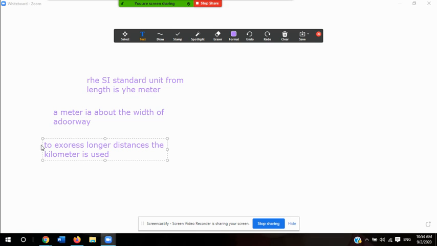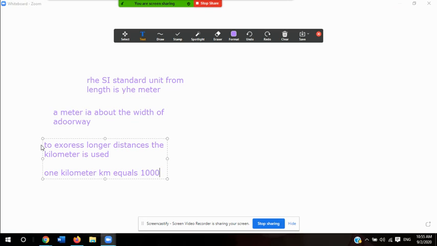The kilometer is used. And 1 kilometer, which is expressed as km, equals 1,000 meters. Now, this may seem a little hard, 1,000 meters, I'm sorry.